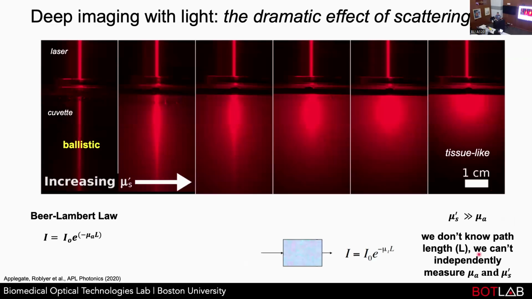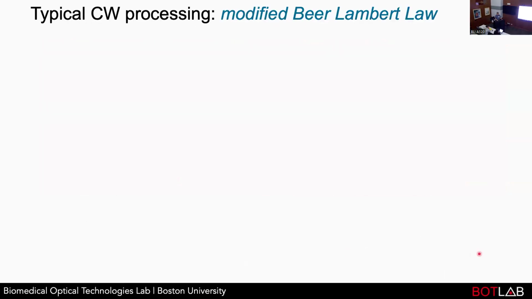So the modified Beer-Lambert law is a solution to the path length problem and the knowledge of the path length problem. So here's a typical processing pipeline.